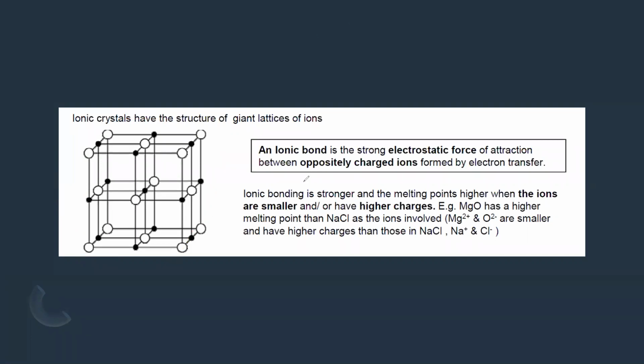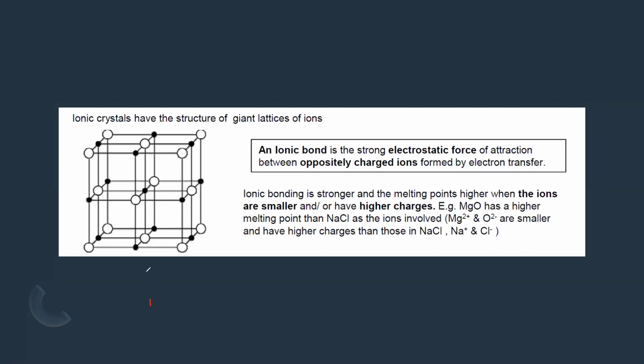And you can see the ionic bonding is stronger and the melting points are higher when the ions are smaller or have a greater charge. What is the reason why it happens like this? Why does the ionic bonding become stronger, and why does the melting point also increase?